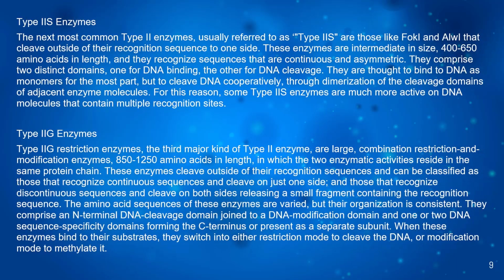Now, type 2S enzymes. The next most common type 2 enzymes, usually referred to as type 2S, are those like FokI that cleave outside the recognition sequence at one end. These enzymes are intermediate in size, 400 to 650 amino acids in length, and they recognize sequences that are continuous and asymmetric. They comprise two distinct domains, one for DNA binding, the other for DNA cleavage.